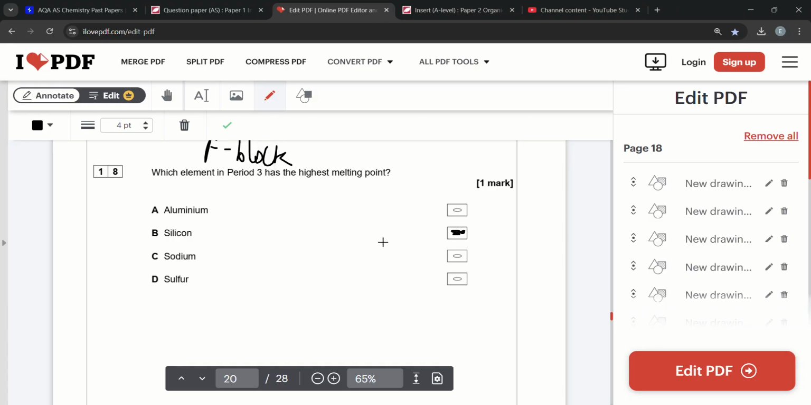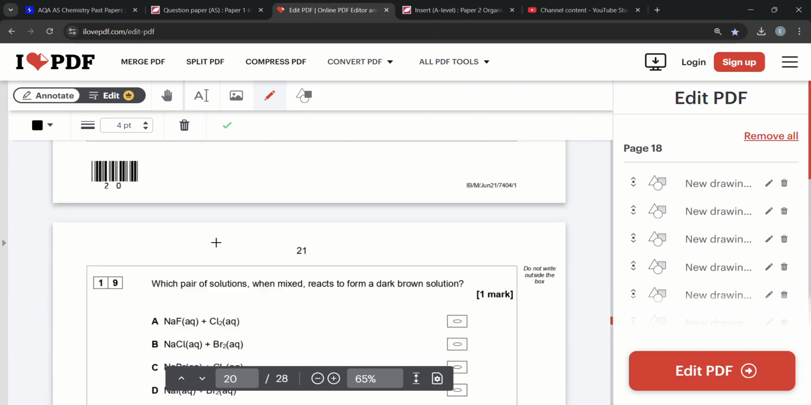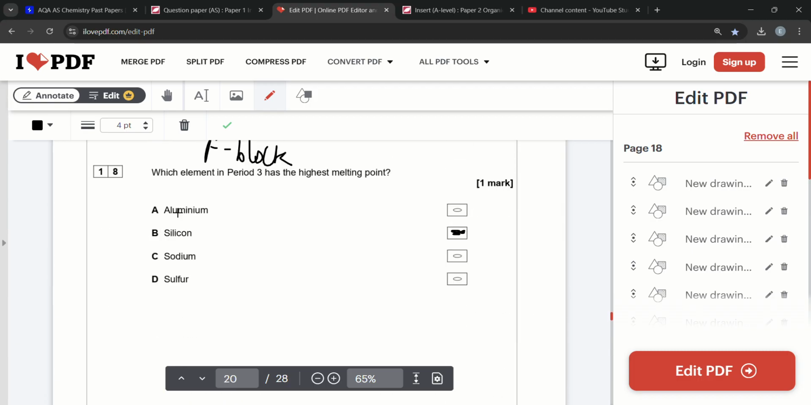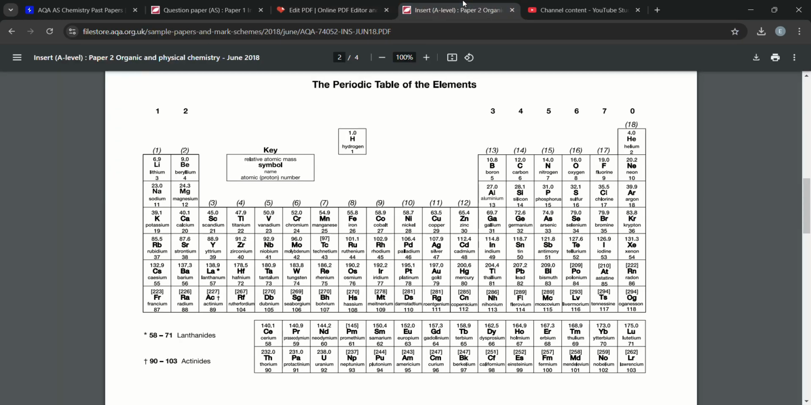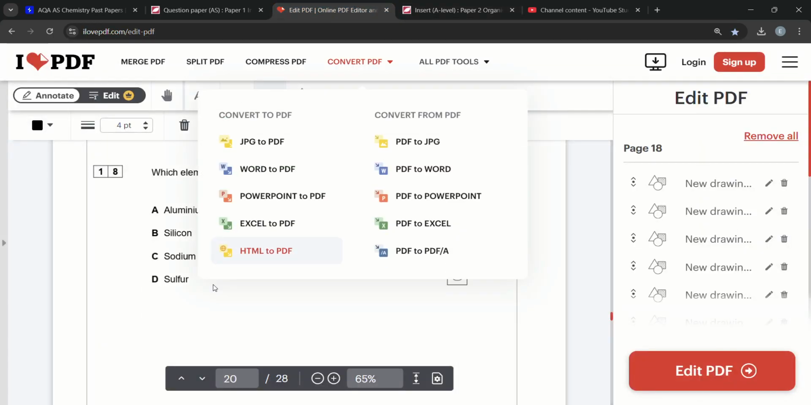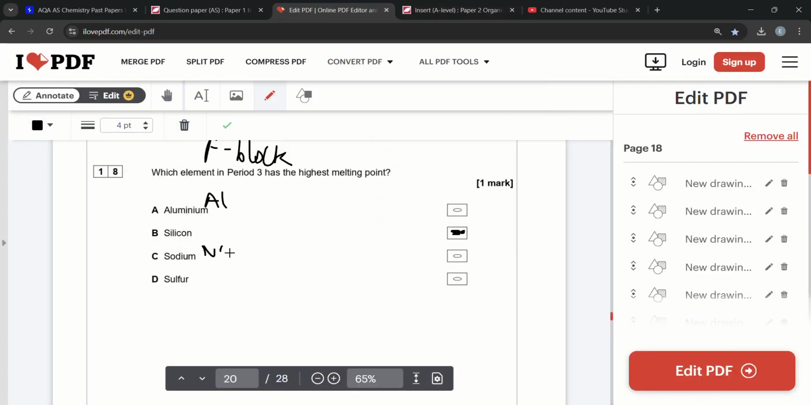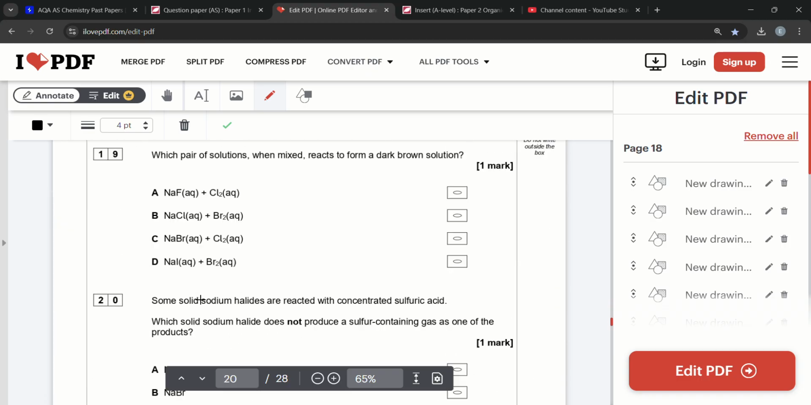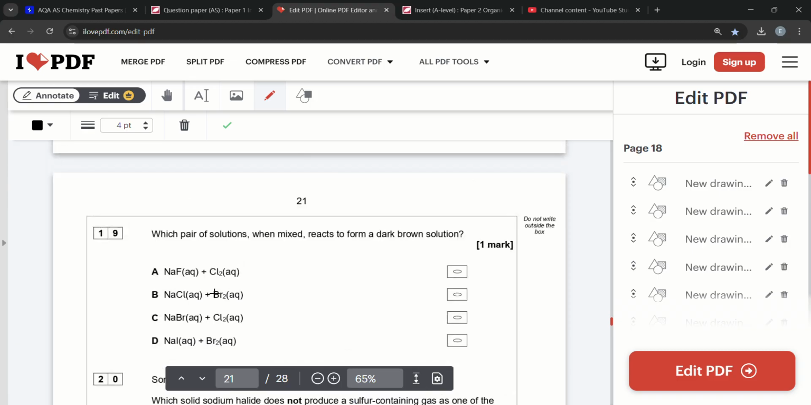Which element in period 3 has the highest melting point? Silicon, a macromolecular substance. Whereas aluminium and sodium, well, aluminium is Al3+, so it's definitely going to be greater than sodium, which is Na+. But they're both metals, and then sulfur is just S8. So that's going to have the lowest melting point in this case because it's not a metal. Question 19: which pair of solutions when mixed reacts to form a dark brown solution?